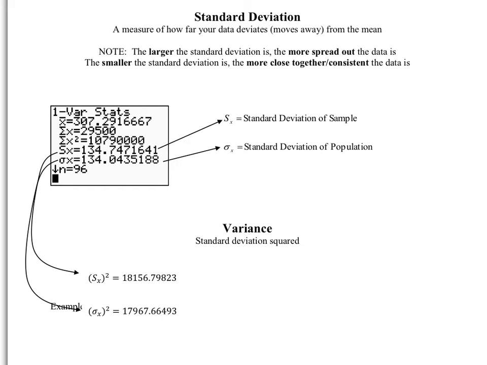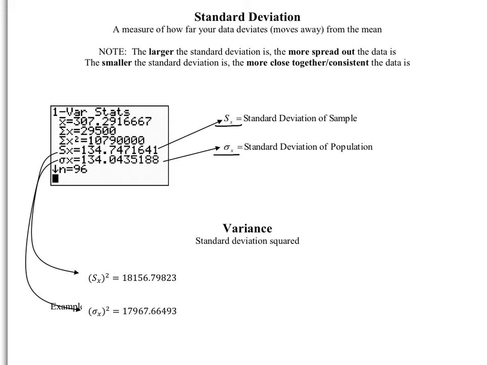Referencing your terms to remember sheets in your memory books, you should know how to find our standard deviation off our graphing calculators. You see that on our graphing calculators, we have two types: the standard deviation of the sample, S sub x, and the standard deviation of the population, sigma x.